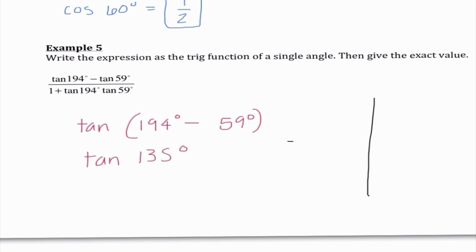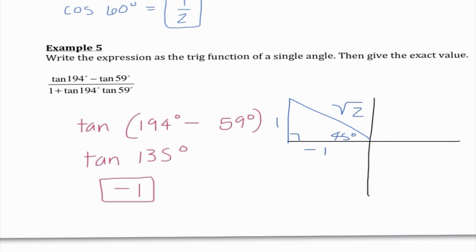And just to recap how we would do a problem like this, I know 135 is in quadrant 2, and it is 45 degrees away from the x-axis. So my values, my opposite would be 1, my adjacent would be -1, and my hypotenuse would be radical 2. So if I'm doing tangent, I would do opposite over adjacent, and I would get -1 as my final answer.